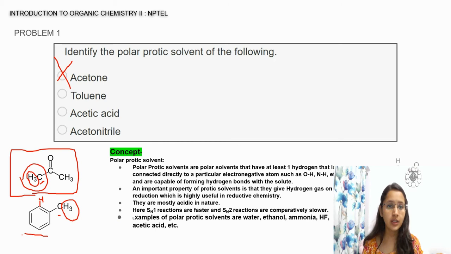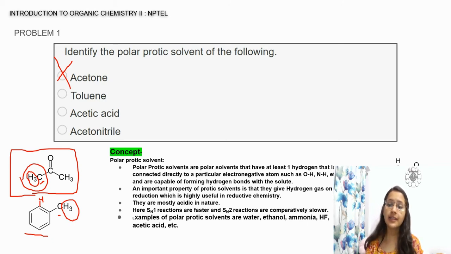Now, coming to acetic acid and acetonitrile. In the case of acetonitrile, guys, these hydrogens are connected to carbon. If these hydrogens were directly connected to this electronegative nitrogen, then we could say that yes, there is acidity. But here, these hydrogens are not acidic, because they are not connected to any electronegative atom.